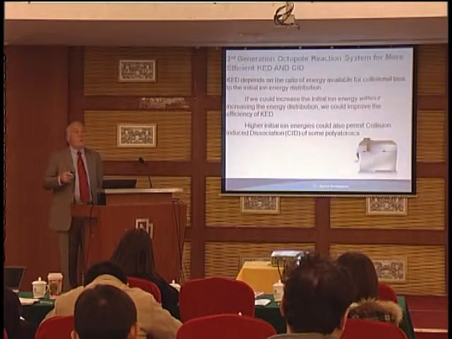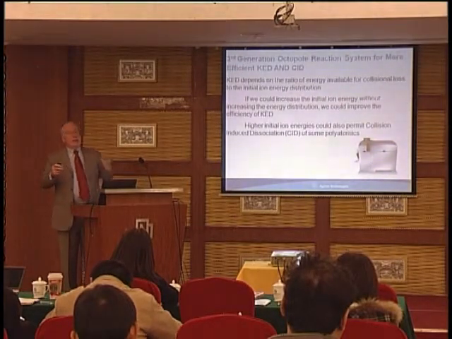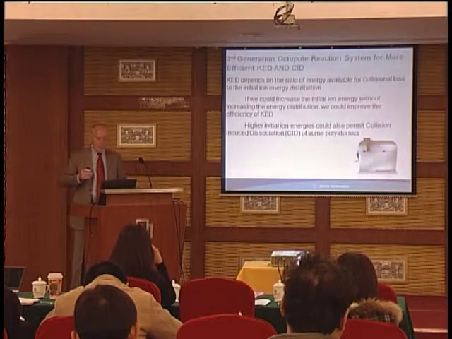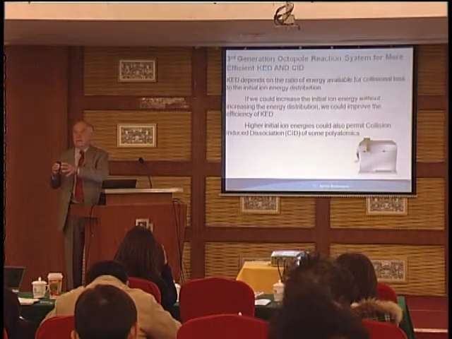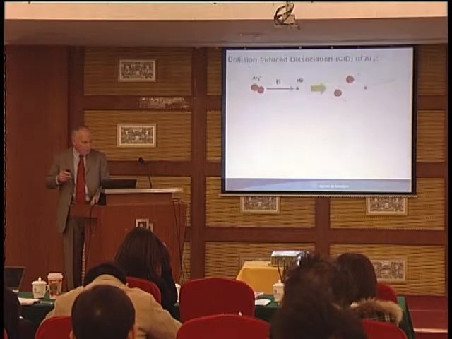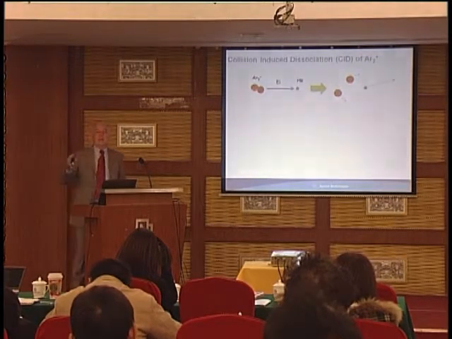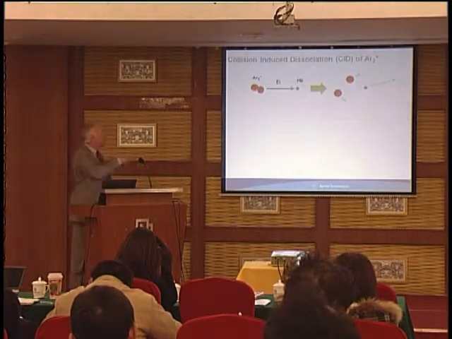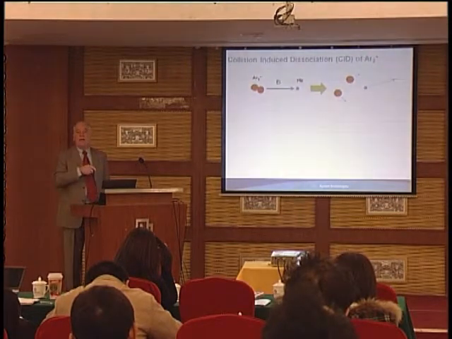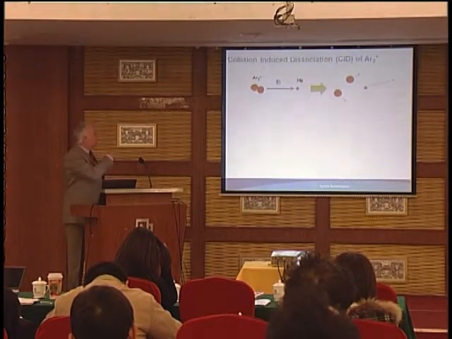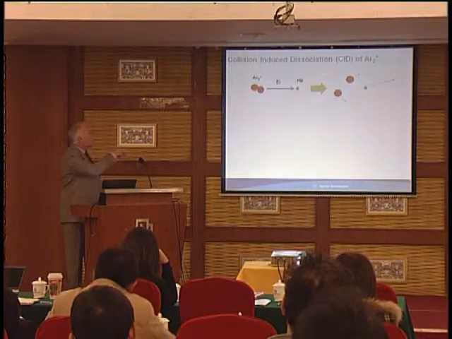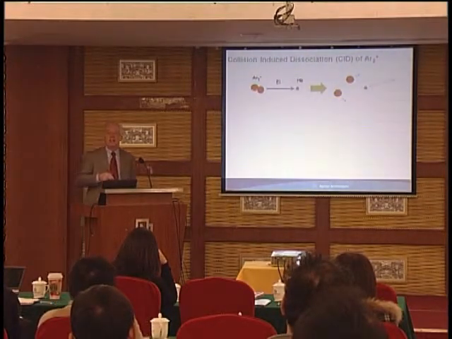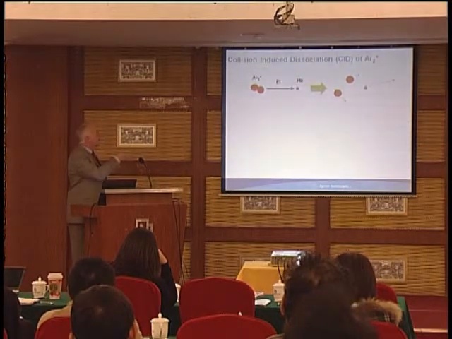But we learned one other thing, and that is you can make kinetic energy discrimination even more efficient if you can increase the energy of the ions going into the cell without increasing the energy distribution. And if you can make that ion energy high enough, then you can reduce polyatomics through another mechanism besides kinetic energy discrimination, and that's called CID, or collisionally induced dissociation, and it's very simple.